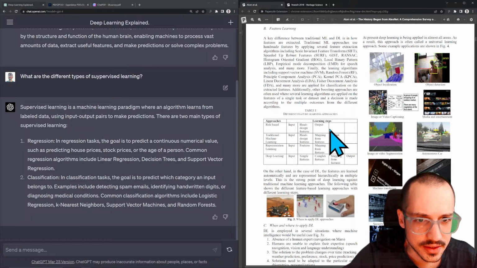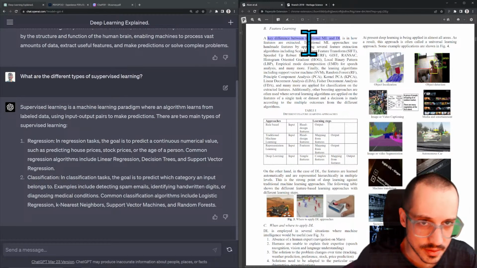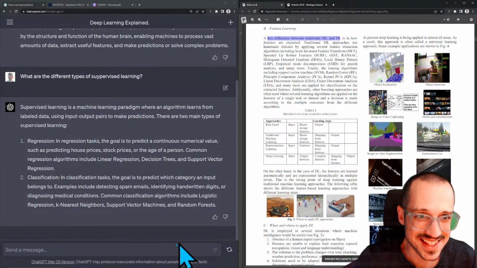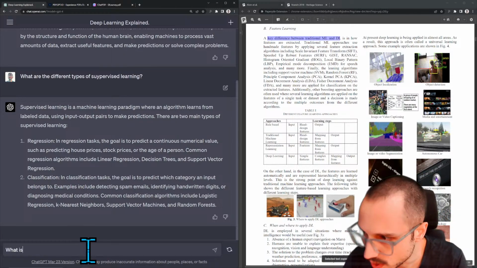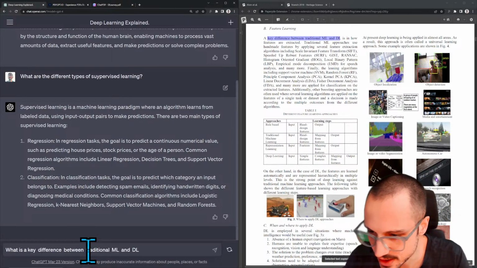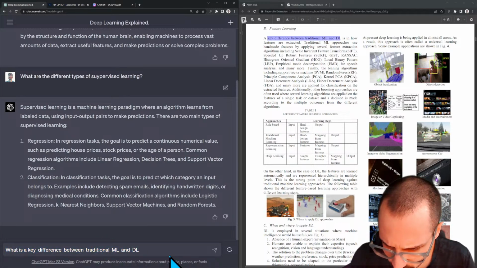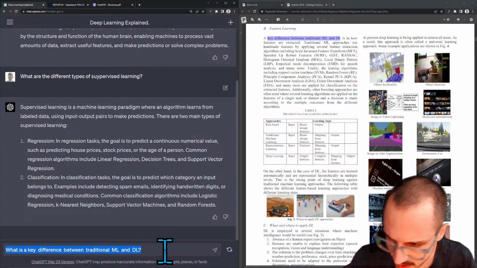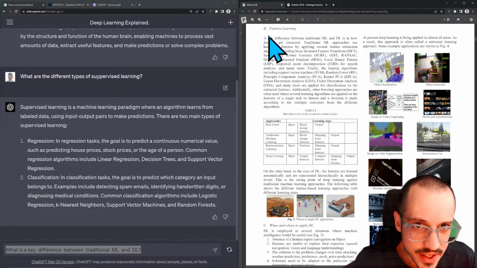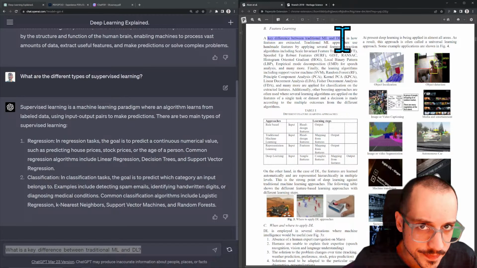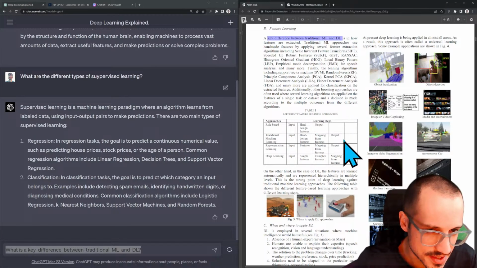Okay, let's see. The key difference between traditional ML and DL is how features are extracted. We're going to copy this sentence kind of exactly, right? What is a key difference between traditional ML and DL? And what I'm looking for here is that this is a very specific phrase, a specific sequence of tokens.